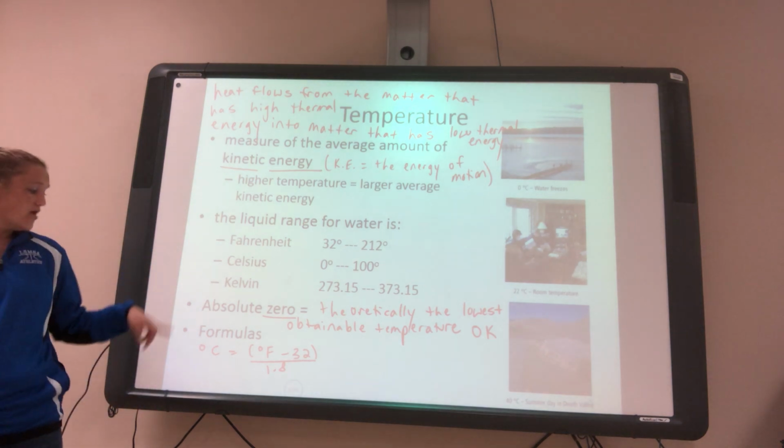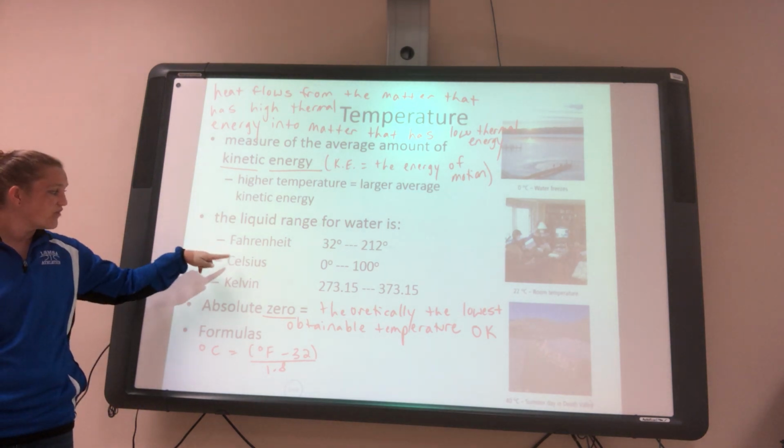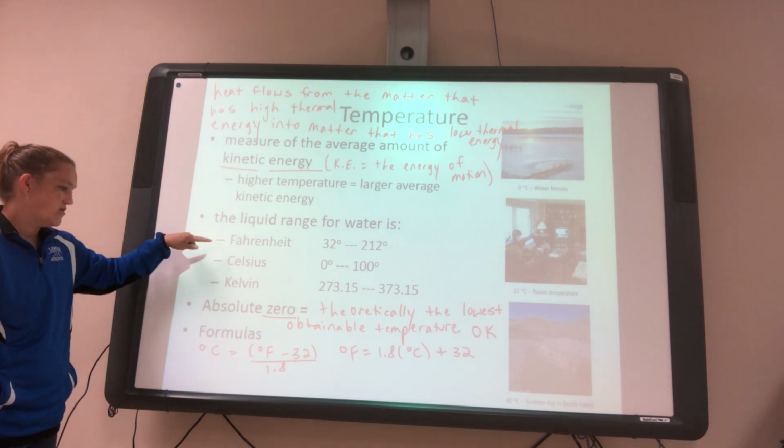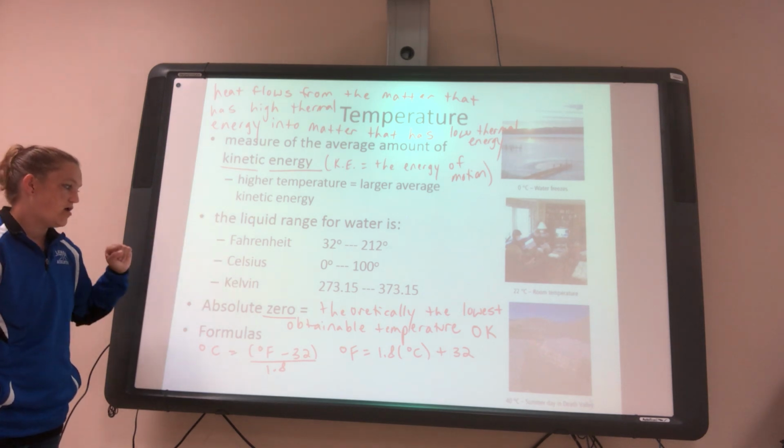Now what if I wanted to go the other way? This is Fahrenheit to Celsius, what if I want to go Celsius to Fahrenheit? So to go the opposite way, degrees Fahrenheit is equal to 1.8 times the degrees in Celsius, and then we say plus 32. So now I can go the opposite way. I have Celsius, I can find Fahrenheit.